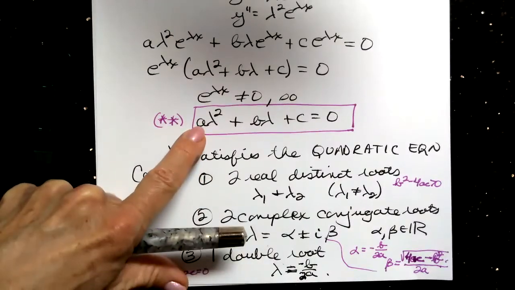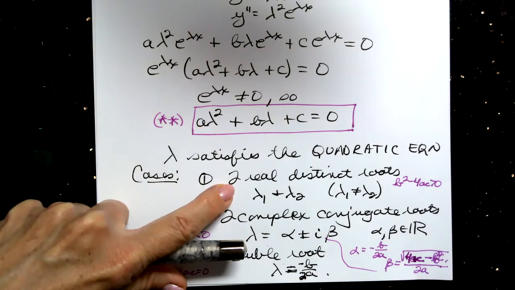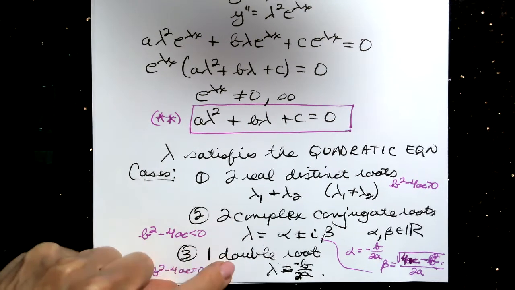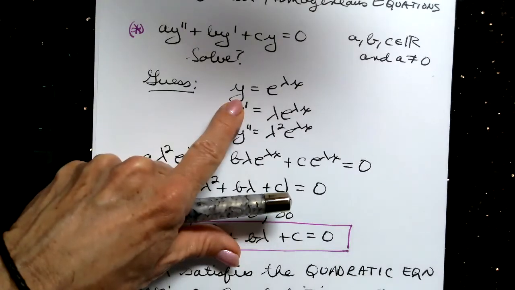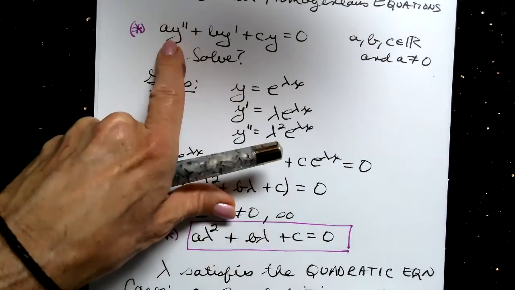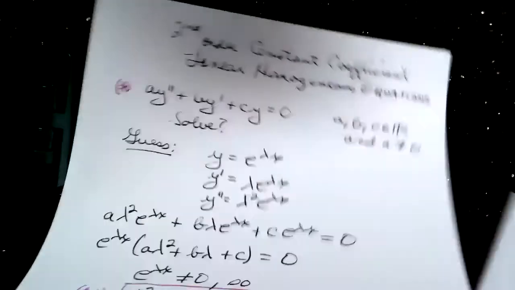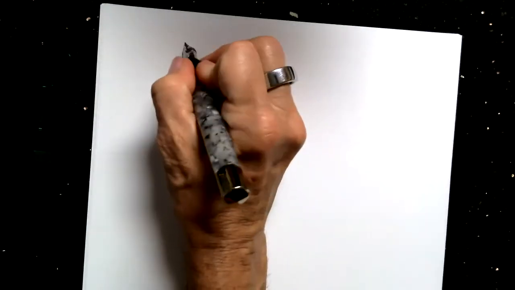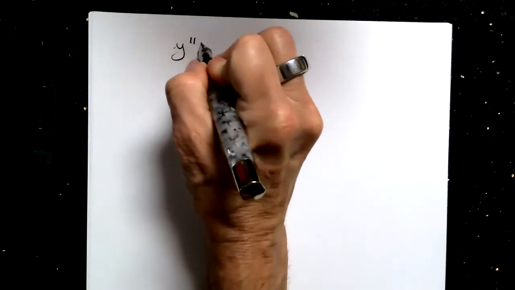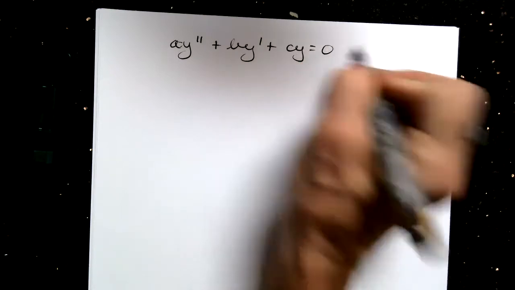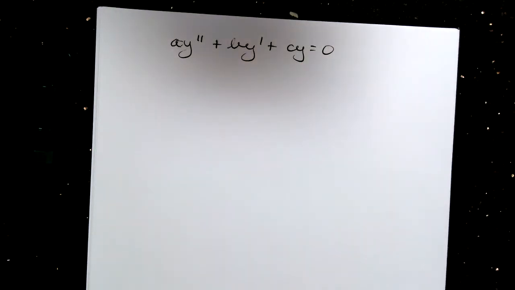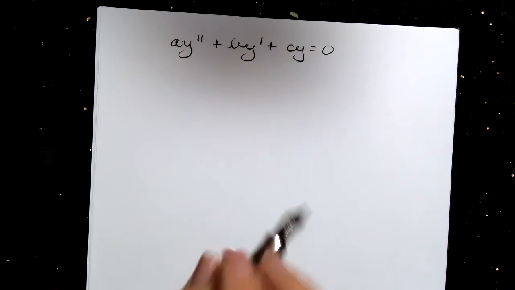We need to study when we get 2 real distinct roots, 2 complex conjugate roots, and 1 double root for each lambda. And then how do we build the general solution to this equation? Well, before we get to that, we have to even figure out, what do we mean by a general solution to this equation? So remember, our equation is ay double prime plus by prime plus cy equals 0. And so we need to get a general solution to this equation.